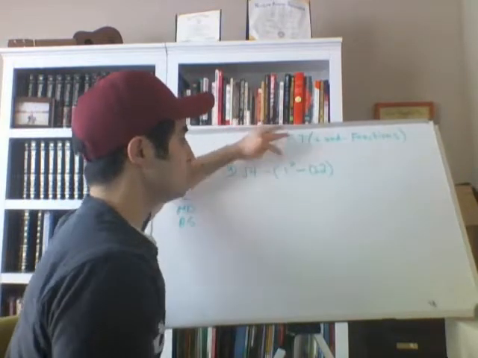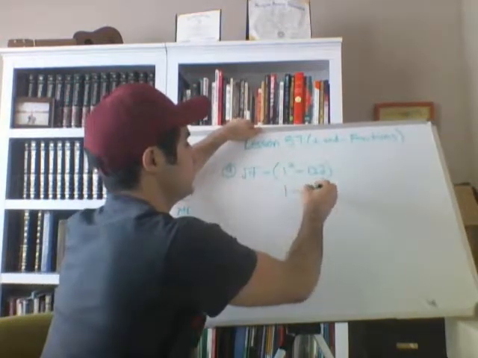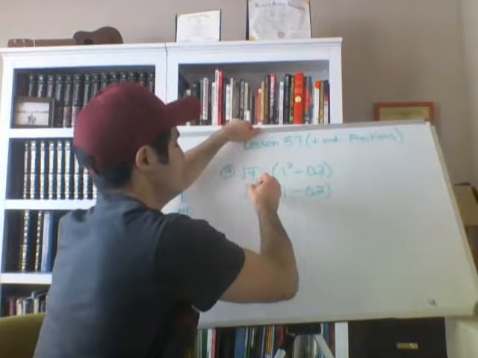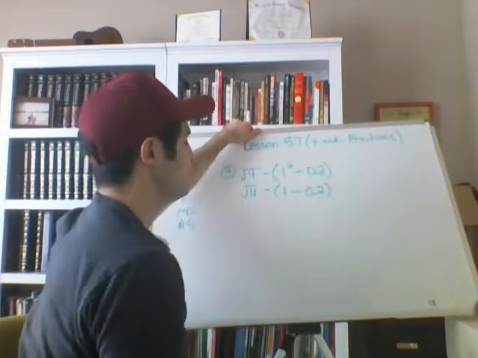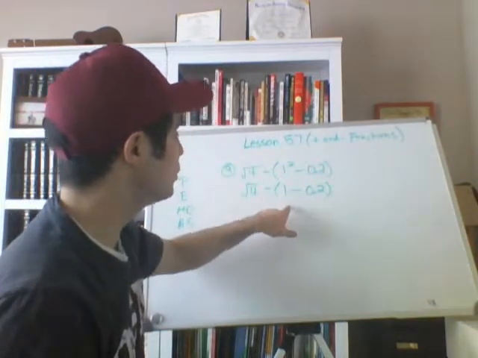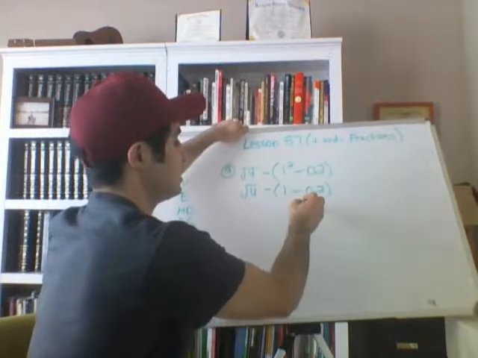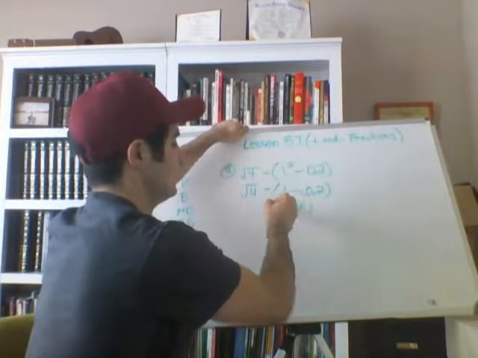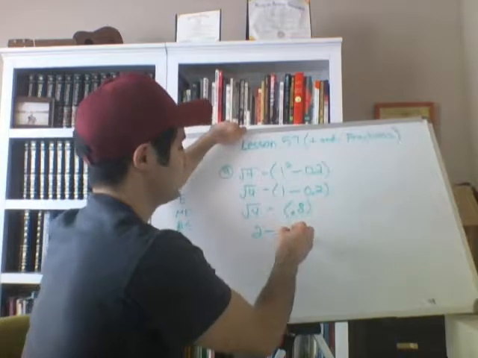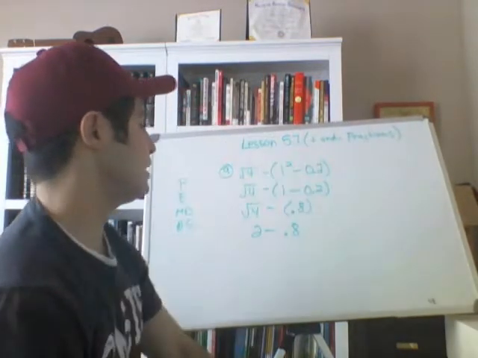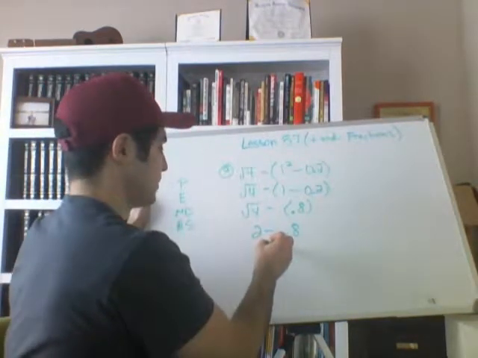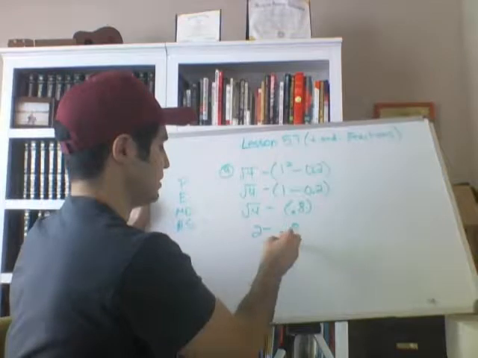1 squared, which is 1 times 1, is 1. Subtract 2/10. Bring everything down. 1 minus 2/10, because I'm still in the parentheses, you have to evaluate everything inside the parentheses first. 1 minus 2/10 is 8/10. Bring down everything. Okay, square root of 4 is 2. Subtract 8/10. You take 2 and subtract 8/10, and you're going to get 1 and 2/10 left over.